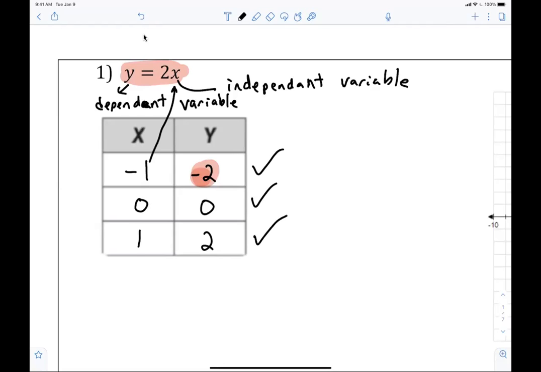Now, where did I come up with -1, 0, 1? I just told you those numbers. Every time you're going to plot 3 points, you're going to choose 1 positive, 1 negative, and 0. And then if you do it right, the points will line up and make a line. You could choose -2, 0, and 2 if you want, but to me, I like to make it easy. For us right now, you're going to plug in -1, 0, and 1.